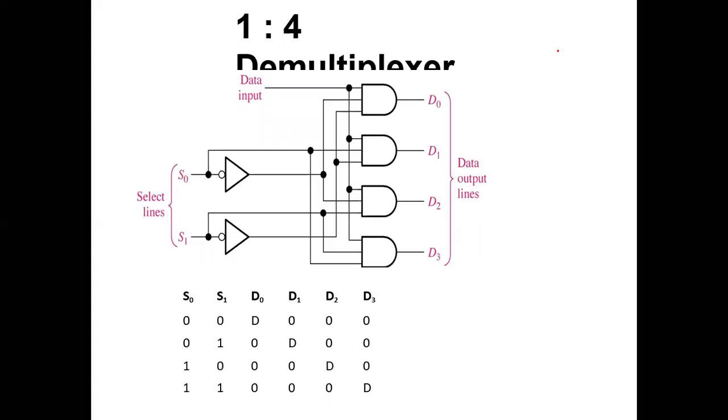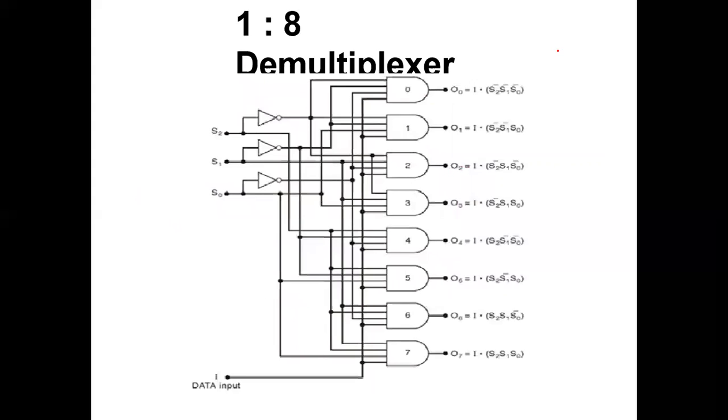That is the 1:4 demultiplexer. Here we are using two select lines: 0 0, 0 1, 1 0 and 1 1. If 0 0, then D0 gets the output; 0 1, D1 gets the output; 1 0, D2 gets the output; 1 1, D3 gets the output. So this is the difference. The same applies to 1:8, where we have 8 outputs.